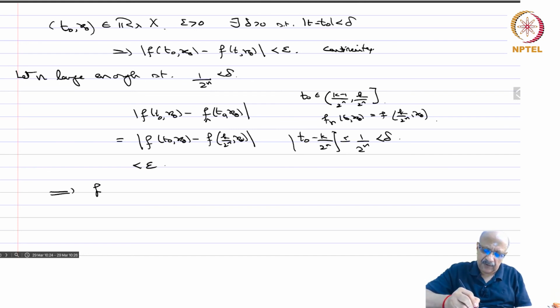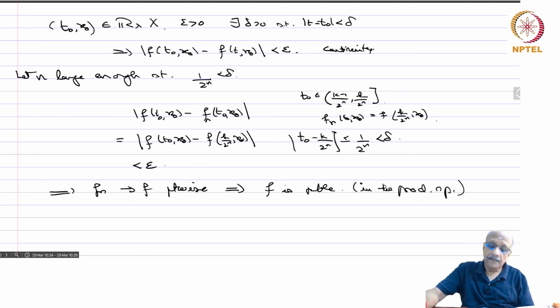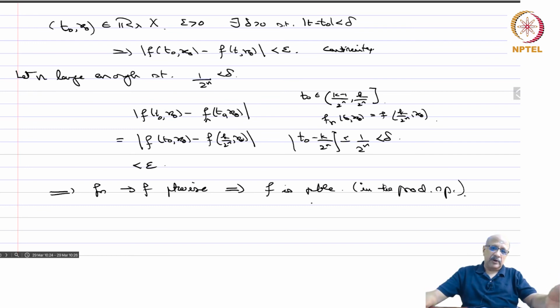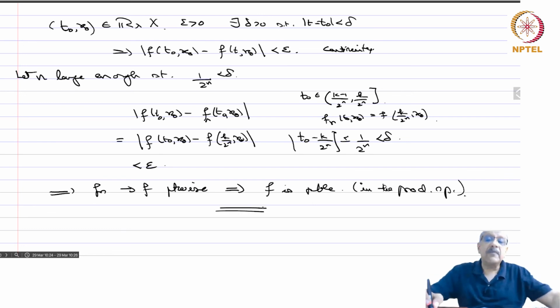So this implies that F_n converges to f pointwise, which implies f is measurable in the product space. So this is an important example. If you have continuity in one variable, with the real line having Borel or Lebesgue sigma algebra, and measurability in the other variable, then the function is measurable in the product. Okay, so we will continue. Next time we will try to construct a measure on the product sigma algebra which comes from the two measures mu and lambda on the original spaces.